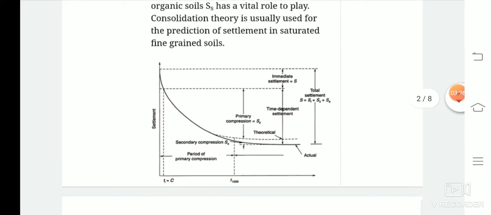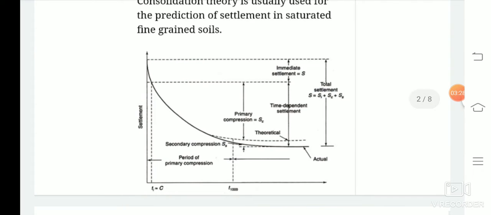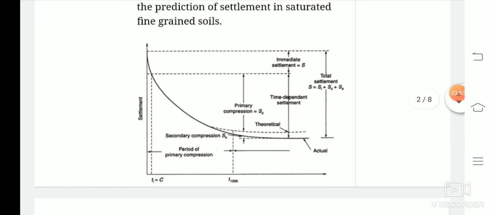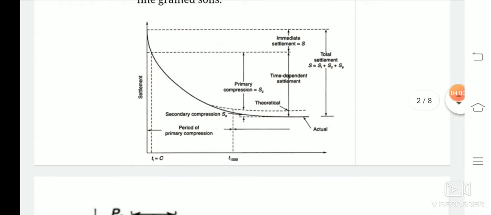So let us go through the curve we have seen, that is time versus settlement. It can be seen that the total settlement of the soil is given by S equals SI plus SC plus SS. At the beginning, the topmost portion of the curve, the settlement occurring is a small amount and the time consumed is also very less. Suppose the time consumed for immediate settlement is t, and the settlement we get for initial load application is SI.